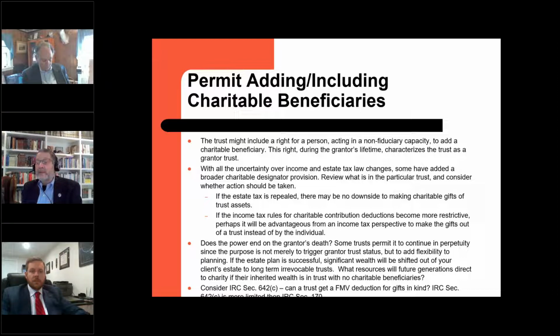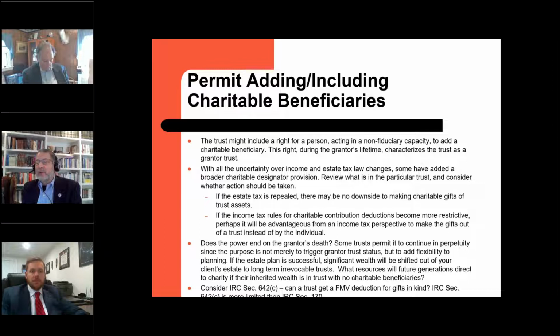So one of the positions that sometimes has been used in trust is to give somebody the right to add a charitable beneficiary. That could be done to make the trust a grantor trust. It's another power that taints or characterizes a trust as a grantor trust. That may be done not only to get grantor trust status, which may be assured already because of swap power, but it's done because it's another way to add flexibility.